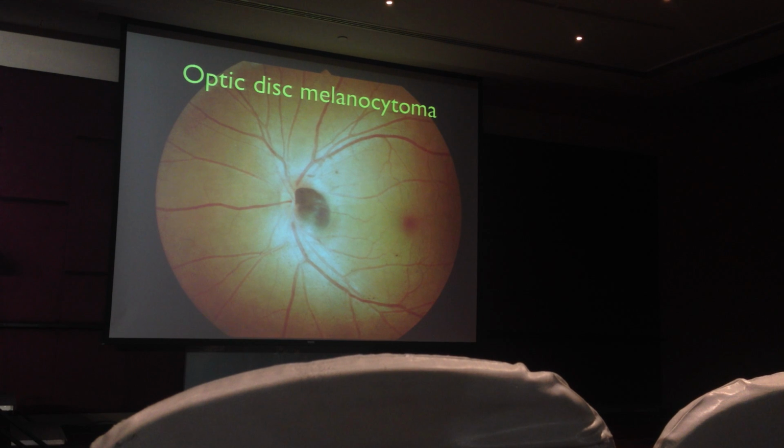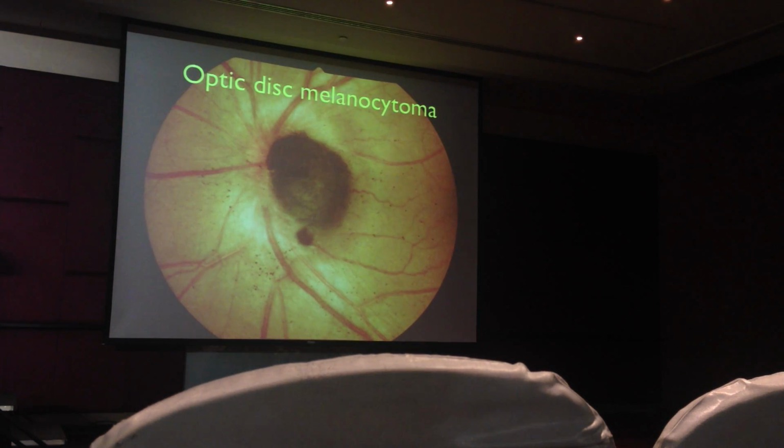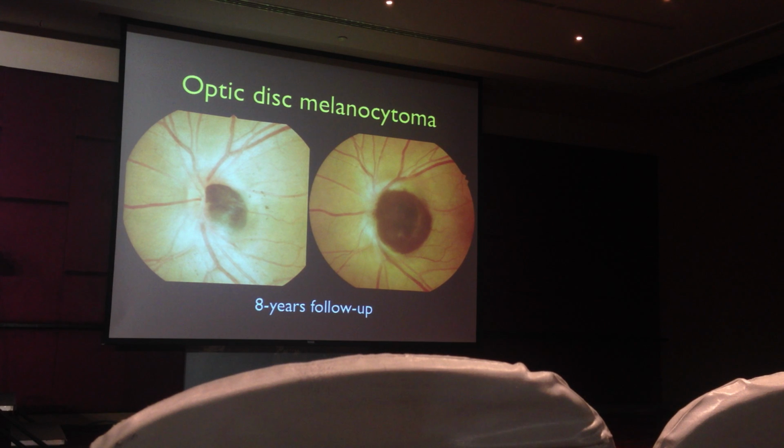Optic disc melanoma is a pigmented tumor over the optic nerve. It can produce vitreous pigment, and it can show enlargement. This is our patient.